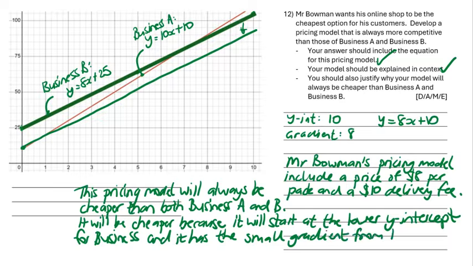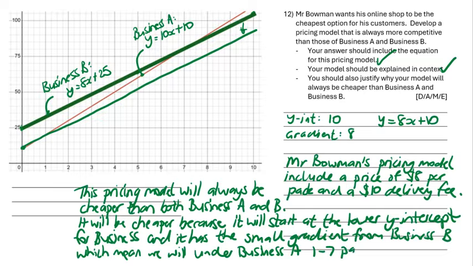from business B, which means we will undercut business A's 1 to 7 pack price. I'm going to run out of room here, so I'll talk to the rest. And this is when we talk about it being parallel to business B, and therefore always cheaper than business B.